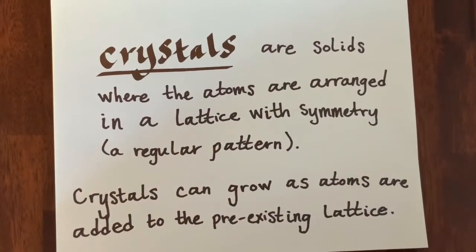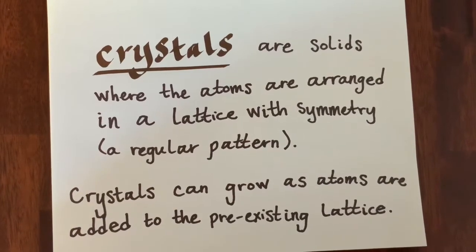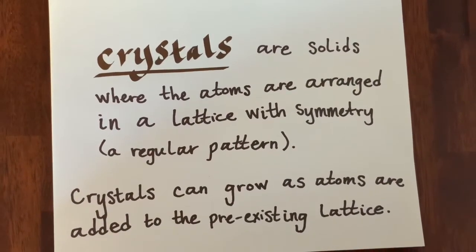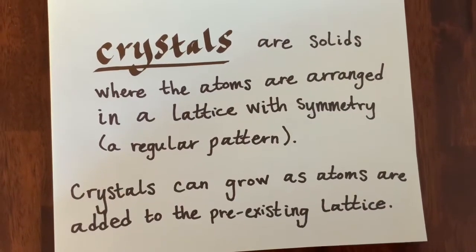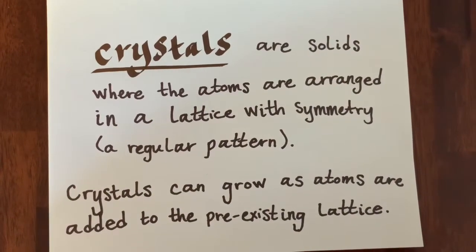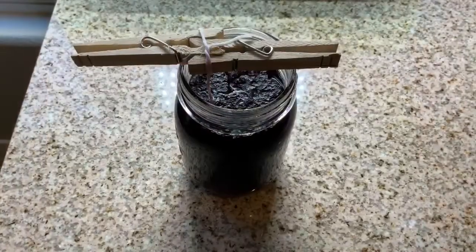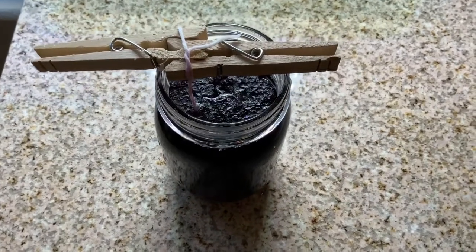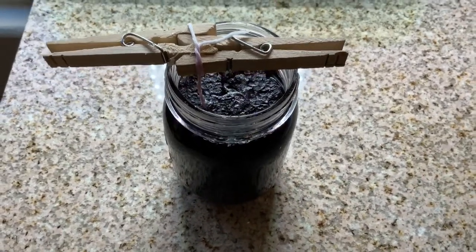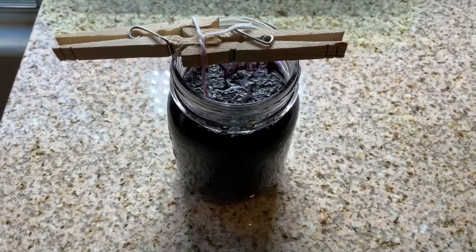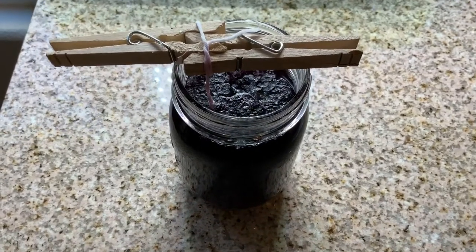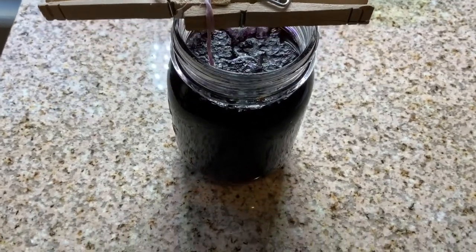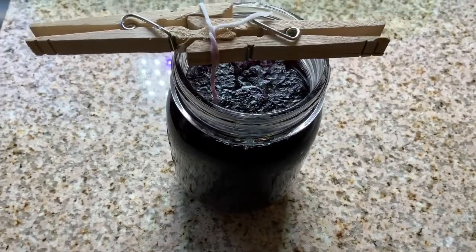Crystals are solids where the atoms are arranged in a lattice with symmetry, in other words, a regular pattern. Crystals can grow as atoms are added to the pre-existing lattice. Remember our rock candy project from last week? As you can see, at the very top, we have sugar crystals that have formed. Some of them are larger than others, but they've all formed in a lattice to cover the top of the sugar solution.